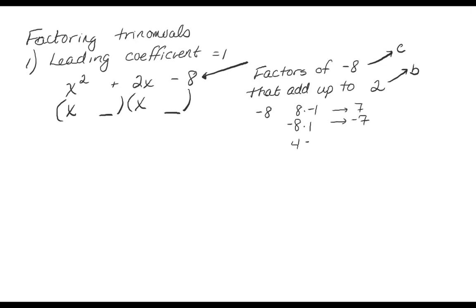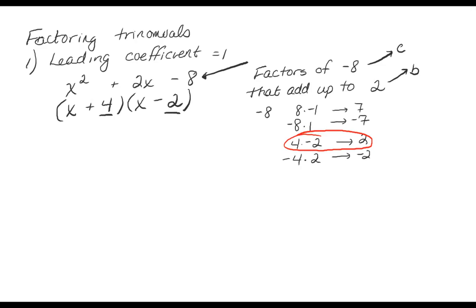Could also be 4 times negative 2 or negative 4 times 2. And those add up to 2 and to negative 2. And we said we wanted 2, so this is the pair that we're going to use. That means back over here, this should be plus 4 and minus 2. And if your leading coefficient is 1, that works every time.